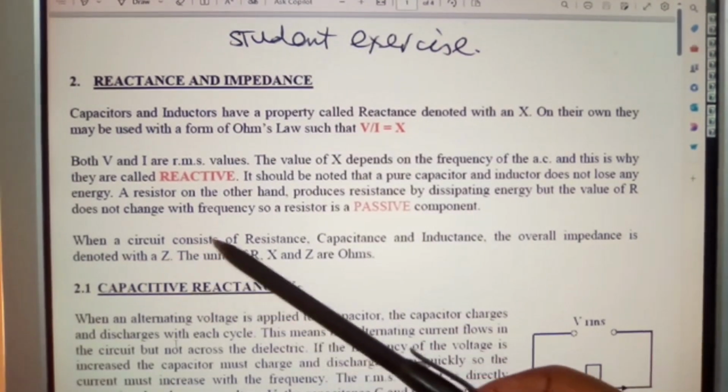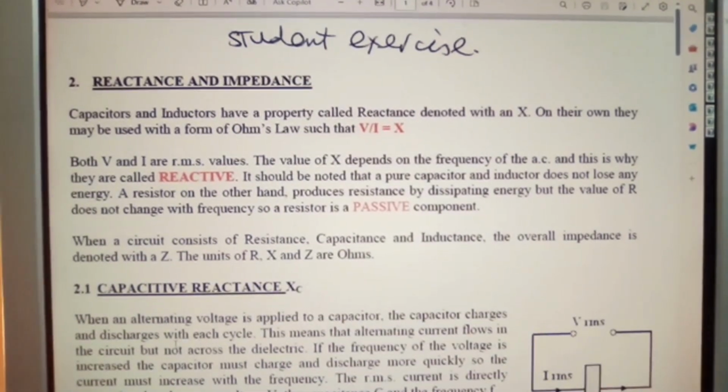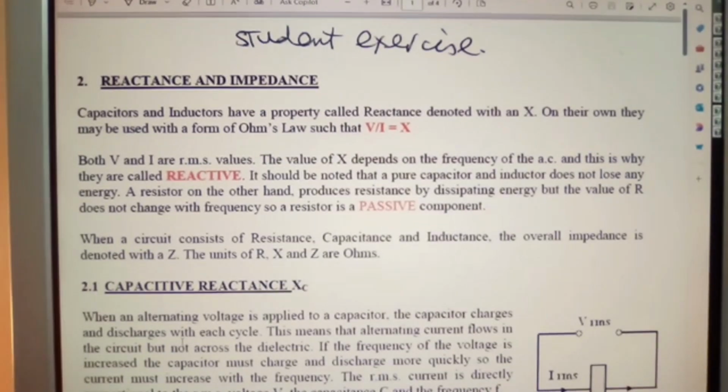When a circuit consists of resistance, I'm just trying to put my teeth in.